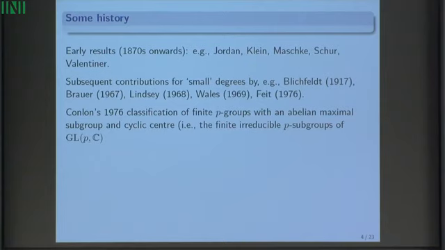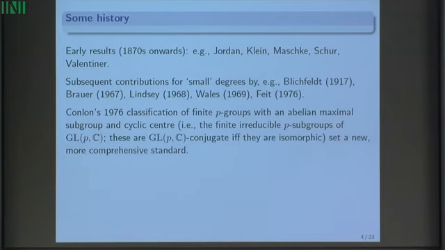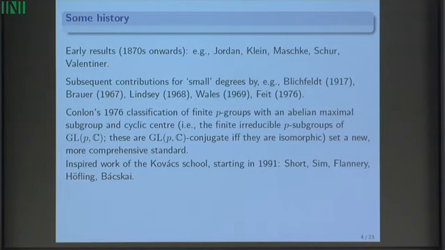So Conlon classified the finite p-groups with an abelian maximal subgroup and cyclic centre. Fairly restricted class. Turns out that this is equivalent to classifying up to conjugacy the finite p-subgroups of GL(p, C). So this paper set the new standard, and inspired people working later on under the guidance of Lotze, and what I'm talking about is a solution to a central problem that's part of this school.